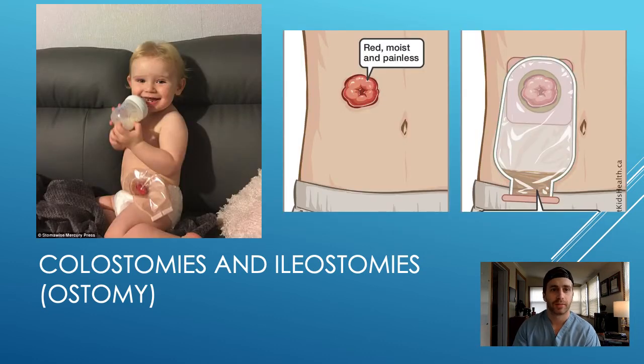So here's an example. This little fella or girl has a colostomy. And so you can see there's a little bit of redness there. That's totally normal. So you want it to be red, moist, and painless. It is the inside of the intestine. So that's what you're seeing, and that's why it looks all pink. And there shouldn't really be blood or anything like that. It just should be pink.